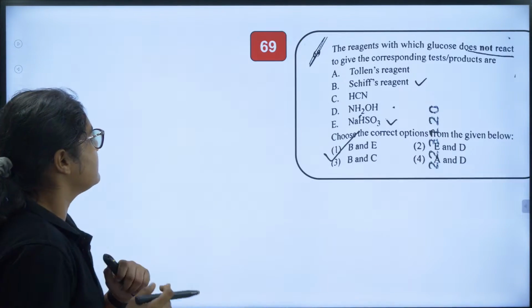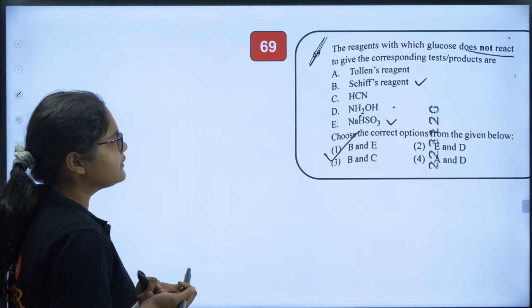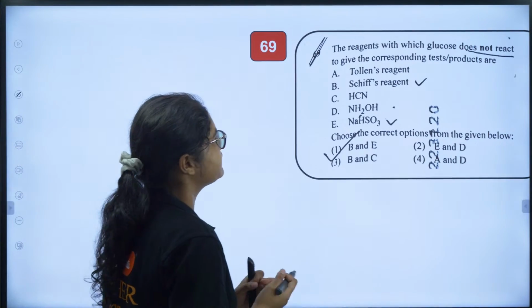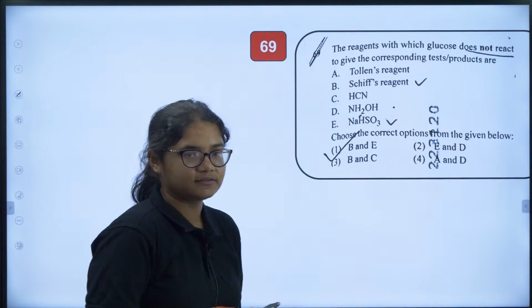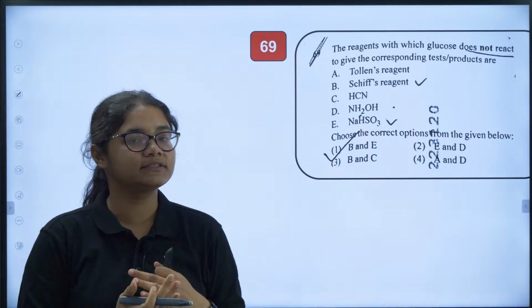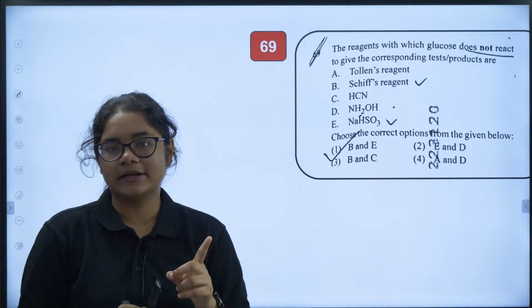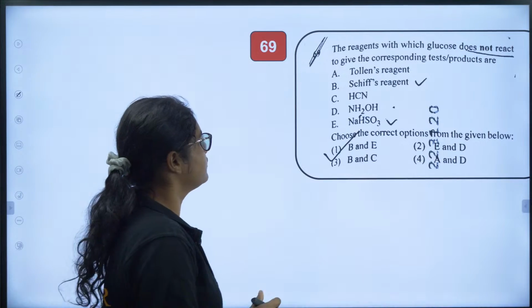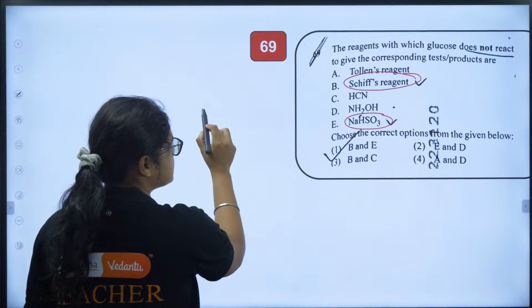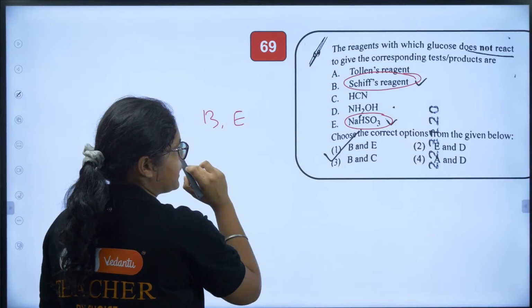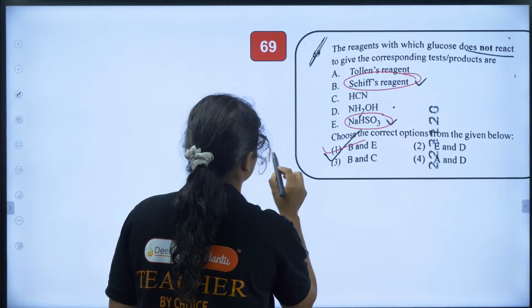Okay. Now coming to the next question. The reagents with which glucose does not react to give the corresponding test or products are. So these were the reactions which gave a conclusion that glucose can also exist in the cyclic form. So we know it doesn't react with Schiff's reagent and NaHSO3, right? That is your B and E. So the correct answer for this question will be option number 1.